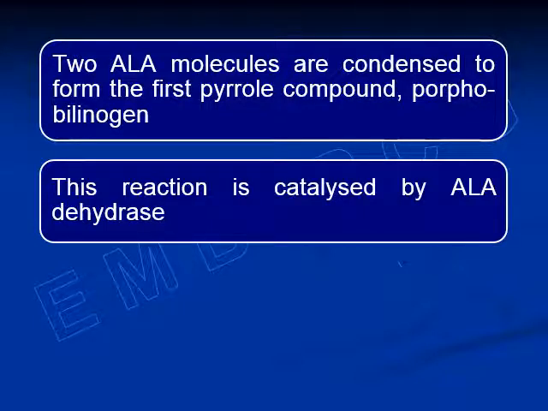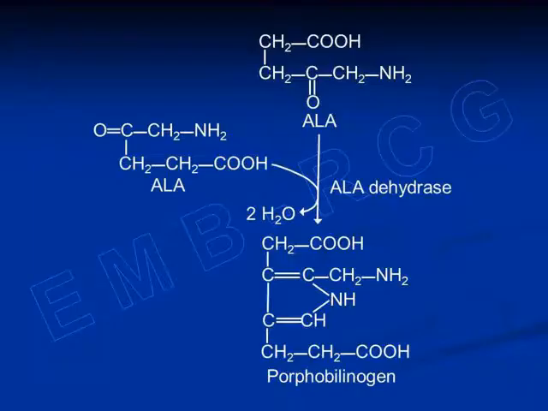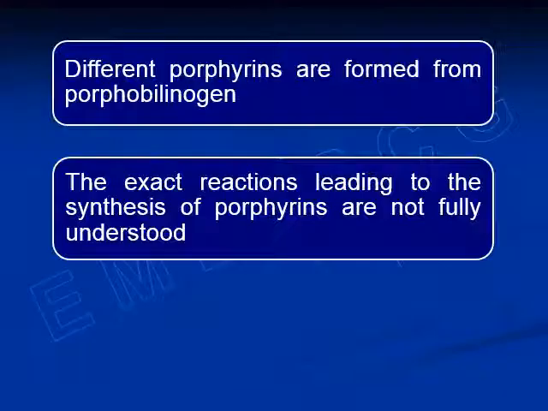So that delta amino levulinic acid will now become condensed, two of them, to form the first pyrrole compound called porphobilinogen. And this again is catalyzed by the enzyme called ALA dehydrase. See here, delta amino levulinic acid is getting dehydrated, removal of water, by the help of ALA dehydrase to form the first one, porphobilinogen. Different porphyrins can then be formed from this parent porphyrin called porphobilinogen. So the first porphyrin that developed is your porphobilinogen.